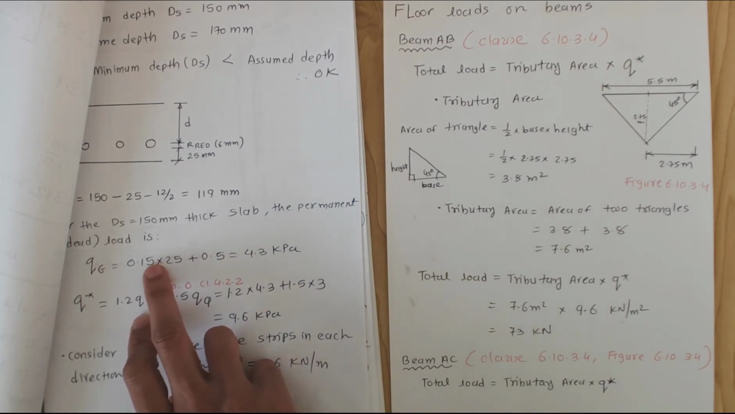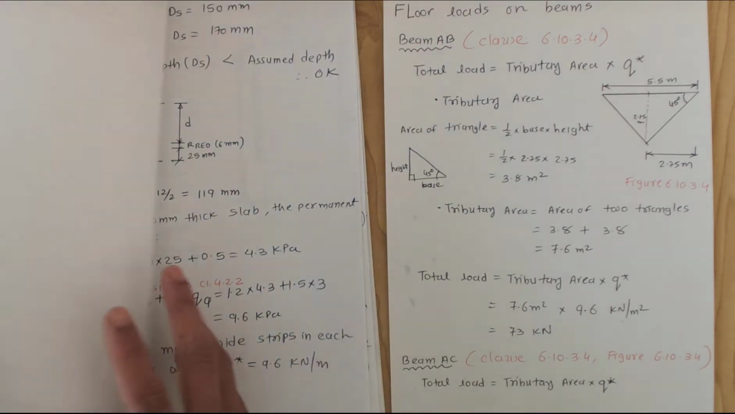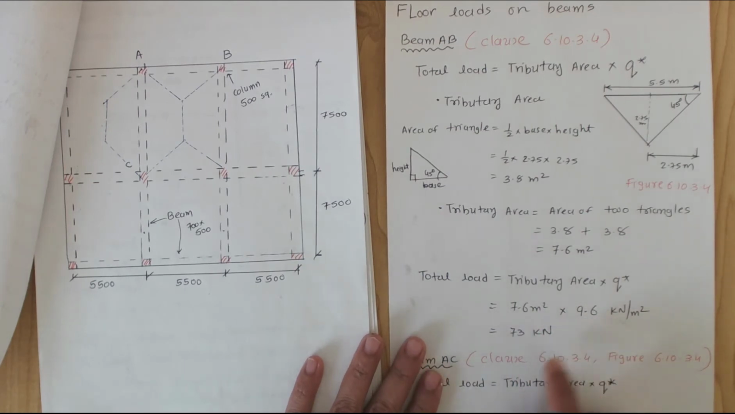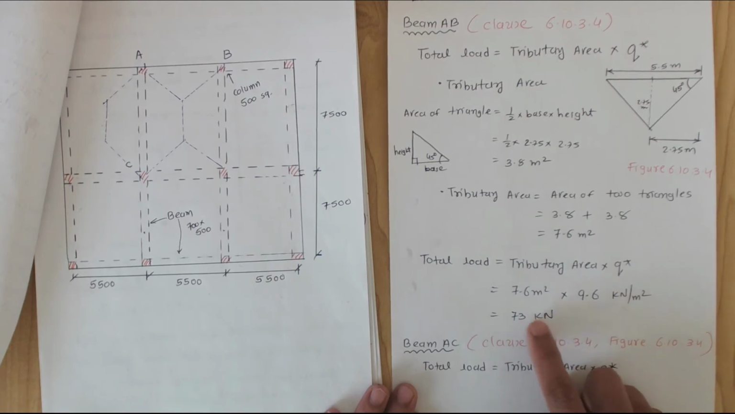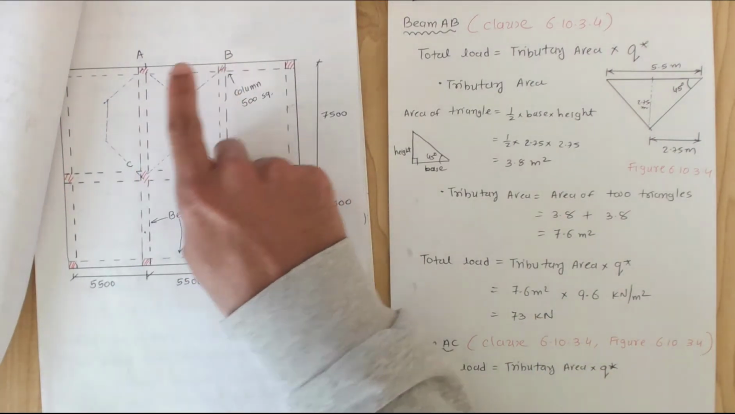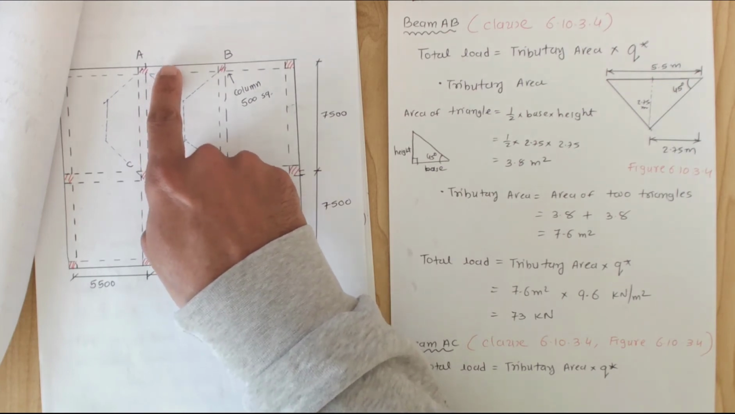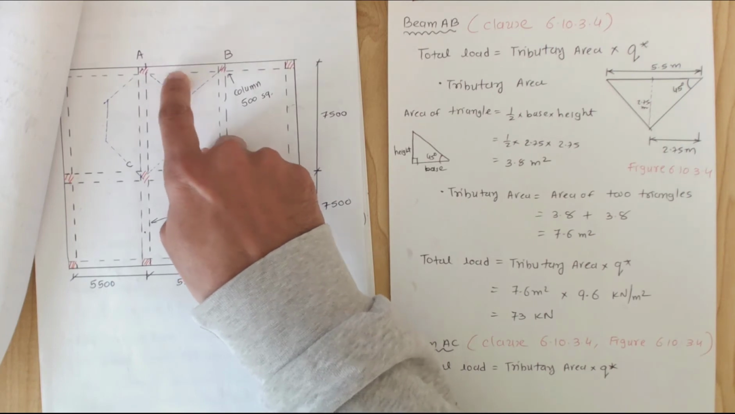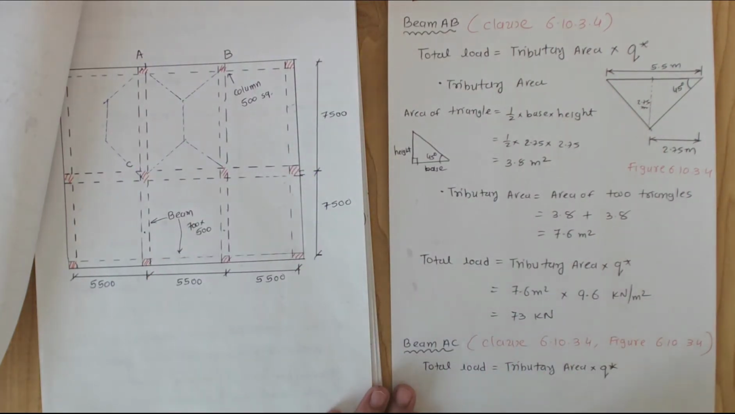We calculated that Q star based on the 0.15 meter depth of the slab. So we have 9.6 kilopascals, that is kilonewtons per meter squared. So I substitute here, 7.6 times 9.6 gives me 73 kilonewtons. The meter squared cancels, so that is 73 kilonewtons. So this beam AB will have a 73 kilonewton load due to the dead load and live load on the slab. Please note the self-weight of beam AB has not been considered here in the load calculations.